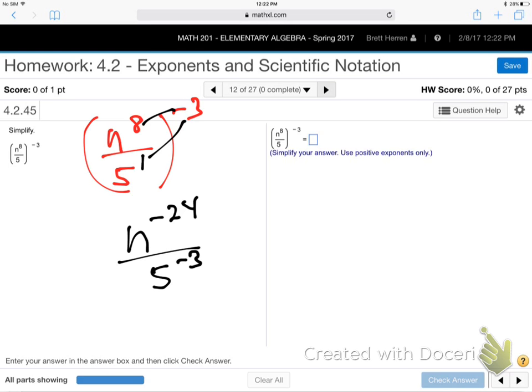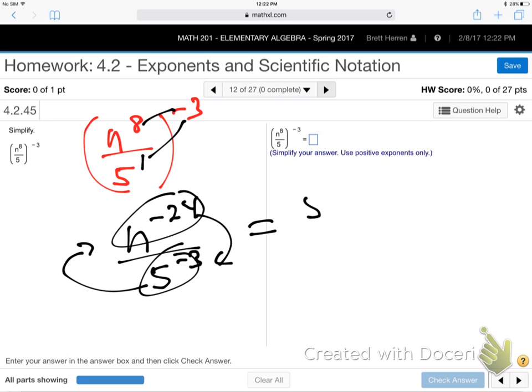Now, we got some unhappy campers. We got some negative powers. So what are they going to do? Going to jump. Both are jumping, so it's really just a big flip, isn't it? This guy's going up, that guy's going down. Does that make sense? Since they're both unhappy, they're both negative powers, so they're both jumping to the other side. So it becomes 5 to the positive 3 on the top and n to the regular 24 on the bottom.